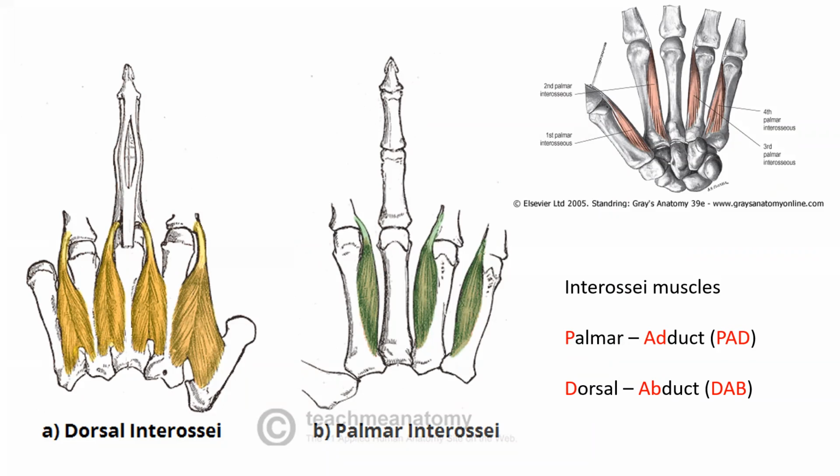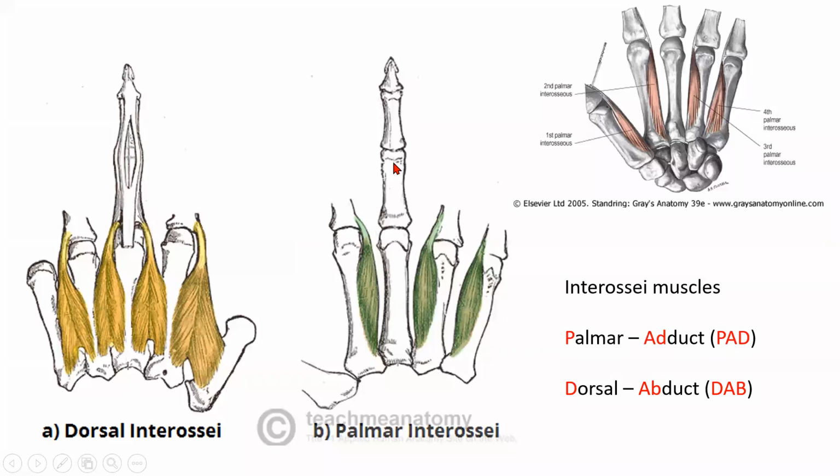Whereas, with regards to the hand, the axis of the middle finger is considered to be the median axis. So movement towards the middle finger, we call it adduction, and movement away from the middle finger, we call it abduction. Okay, that is the reason the middle finger does not have any palmar interossei.